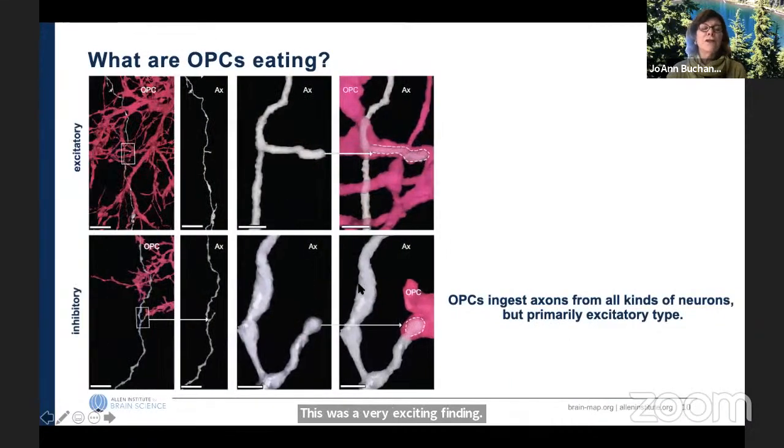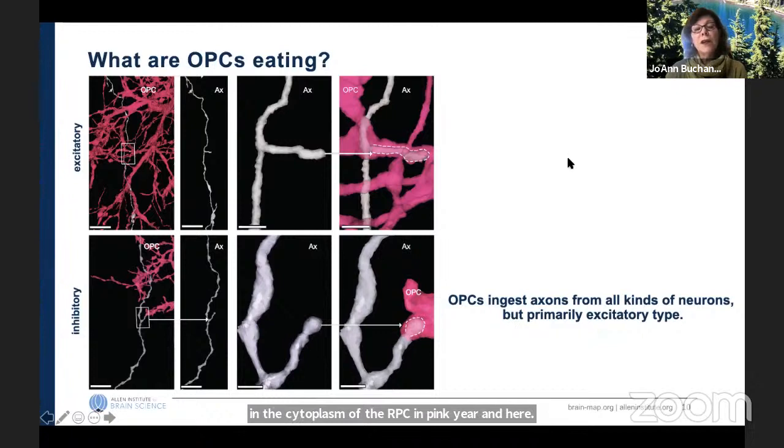So then our next question was, okay, well, what are the OPCs eating? And once again, because of our fantastic data sets and having these 3D renderings available, as well as the thin sections, we were able to see by reconstruction, you could have an entire axon, not an entire, but a long piece of one, and see it. And you see these little tiny collateral branches coming off. And if we zoom in, we're able to see in both the excitatory and inhibitory axon that it's ingested within the cytoplasm of the OPC in pink here and here.